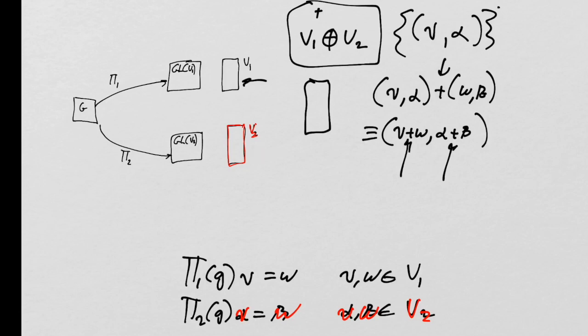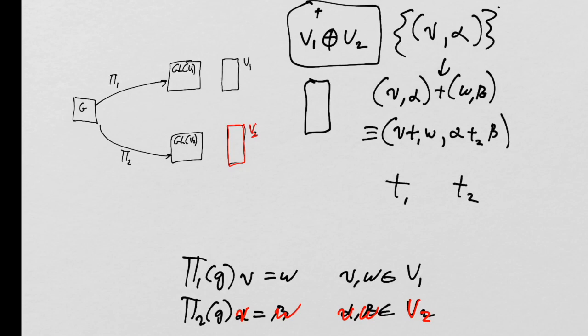Sometimes you'll see books actually make that explicit when they feel like it's necessary. So they would write something like this. They would go V plus sub 1 W and alpha plus sub 2 beta, where they define a symbol plus sub 1 and plus sub 2, so you know that it comes from this vector space or that vector space. Actually, they would probably name the vector space. So now I have subscripted subscripts, which is kind of a mess.